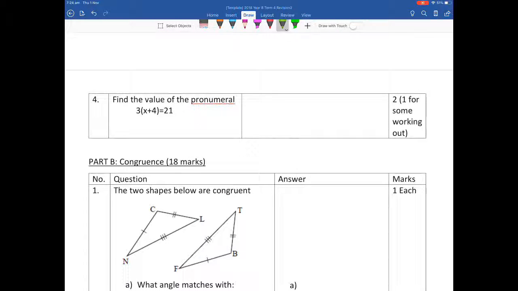Looking at our lovely brackets, let's expand them out first. 3 times x is, of course, 3x. 3 times 4 is 12. They're going to minus our 12 over, and we end up with 3x equals 21 minus 12, which gives us, of course, 9. 3x equals 9. We know if we've got a 3x, we're going to divide both sides by 3, giving us x equals 9 divided by 3, which is, of course, 3.